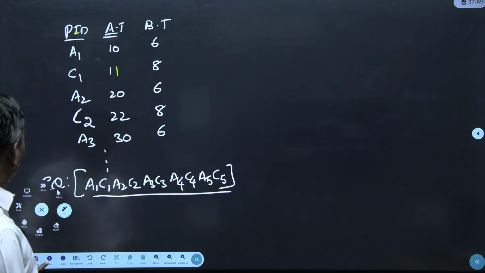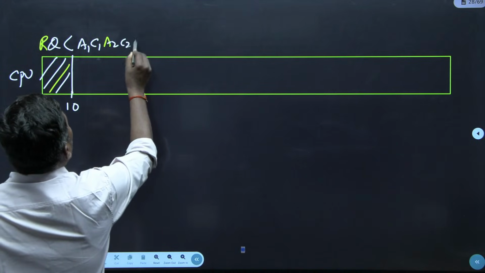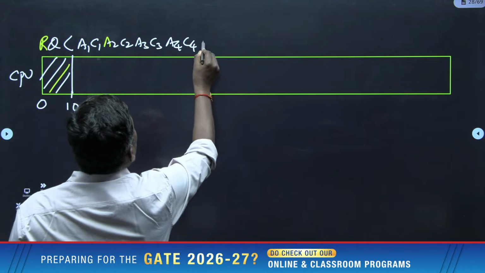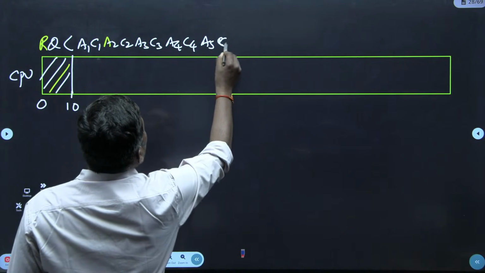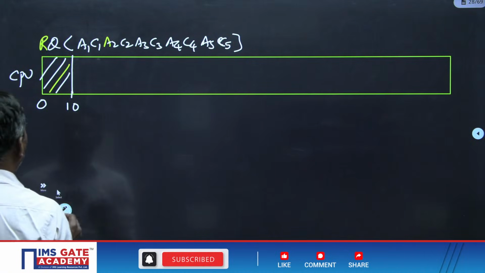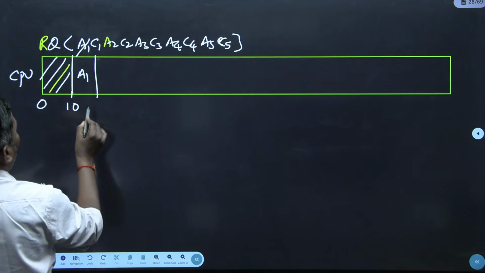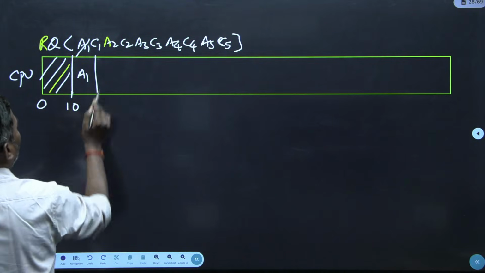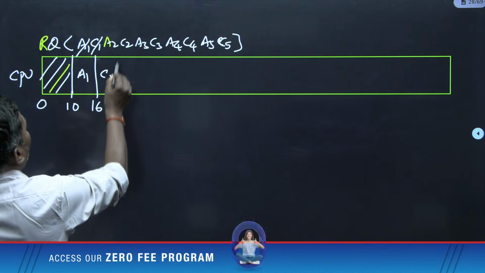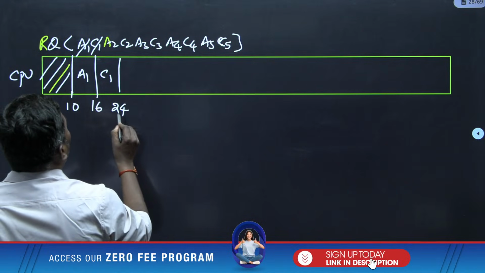Now look at this: A1, C1, A2, C2, A3, C3, A4, C4, A5, C5. Correct or not? So you know, right? A1 first, it came at 10. If I schedule first come first serve on A1, this will take 6 units of time, meaning 16. So then I can schedule what? C1. C1 takes 8 units of time. Sorry, 8 means this value is 24.